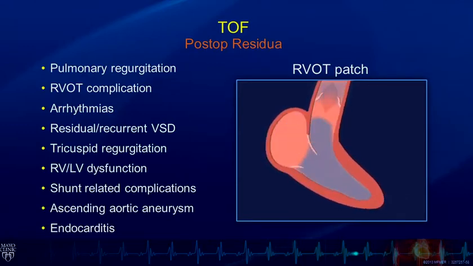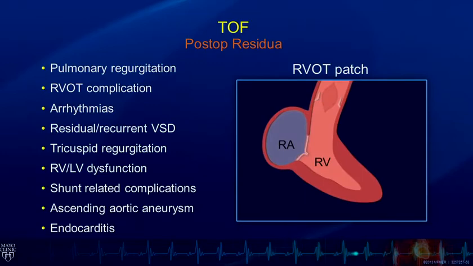These patients are at increased risk for arrhythmias, and indeed that's a common cause of late death, sudden cardiac death, and careful evaluation is critically important. A residual or recurrent ventricular septal defect may be seen. As I mentioned, dilatation of the annulus can cause progressive tricuspid valve regurgitation, and indeed these patients can present with severe right heart dysfunction and or left heart dysfunction as well.